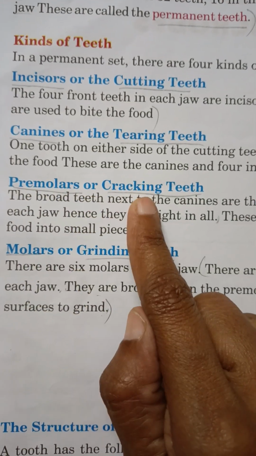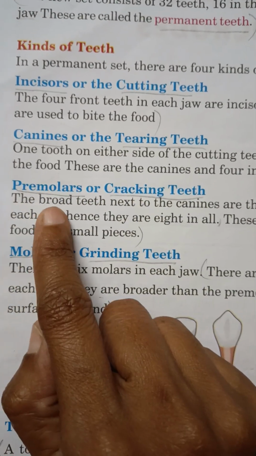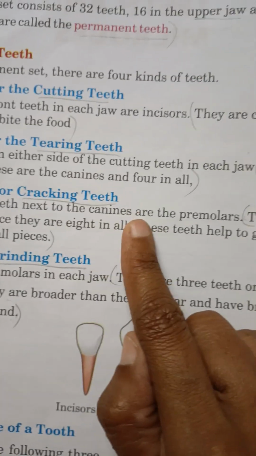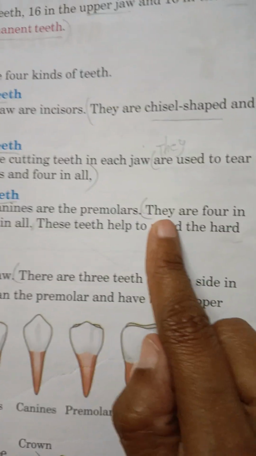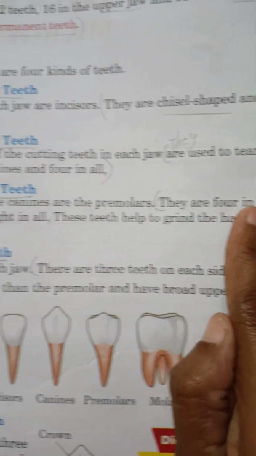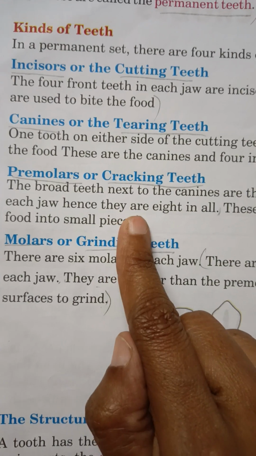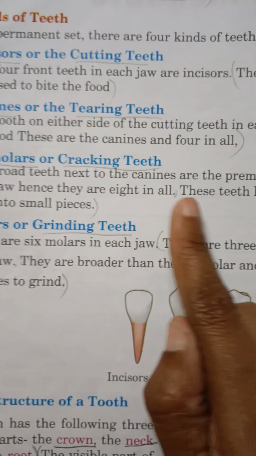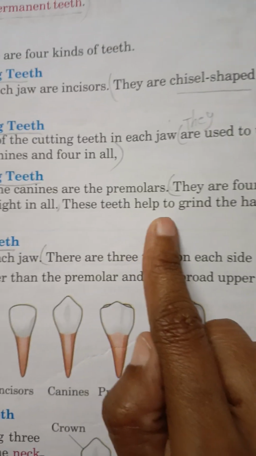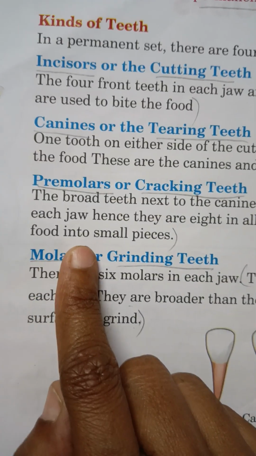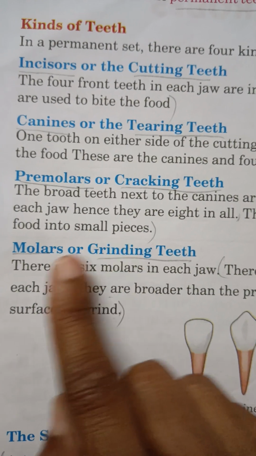Premolars or cracking teeth. The broad teeth next to the canines are the premolars. They are 4 in each jaw. Hence, they are 8 in all. These teeth help to grind the hard food into small pieces.